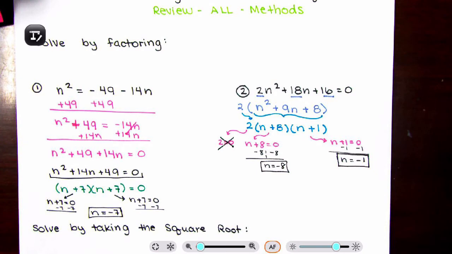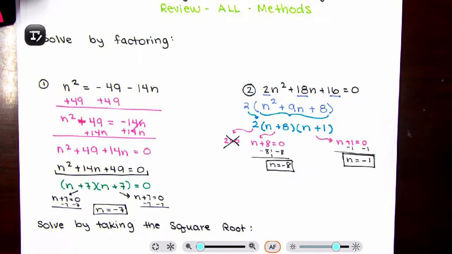Now there are different methods for factoring. You need to know all of the methods, the difference of squares, when a is 1, a is not 1, trinomial factoring. So make sure you have all of that as your prior knowledge coming into solving these quadratics by factoring. Now we have taking the square root.